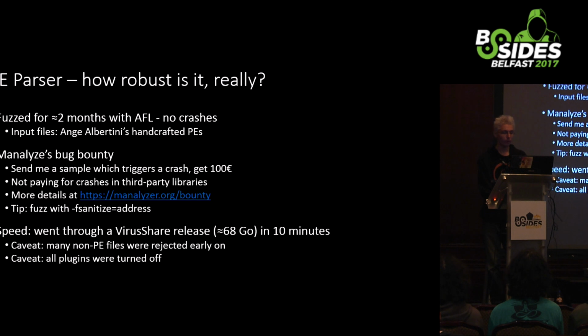I also tried fuzzing the programs for maybe something like 2 months with AFL, a well-known fuzzing tool from Google. Didn't find any crashes. I used Ange Albertini's handcrafted PE file. So he wrote minimalistic PE samples that do work on Windows, but are not exactly valid as well. All I can say is I couldn't find any crashes at all in the program.